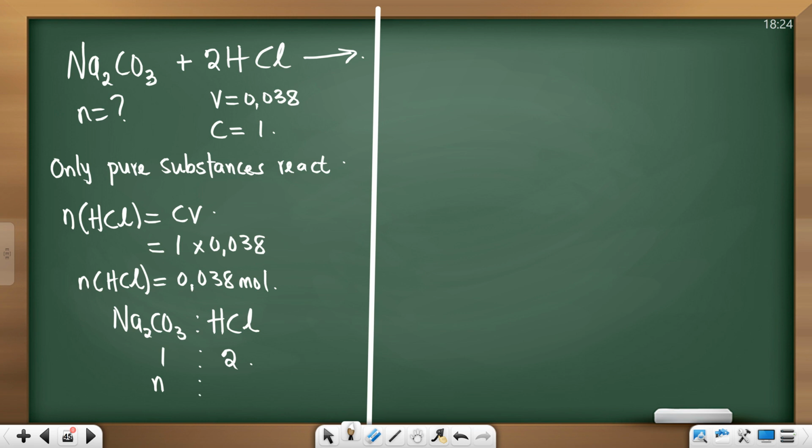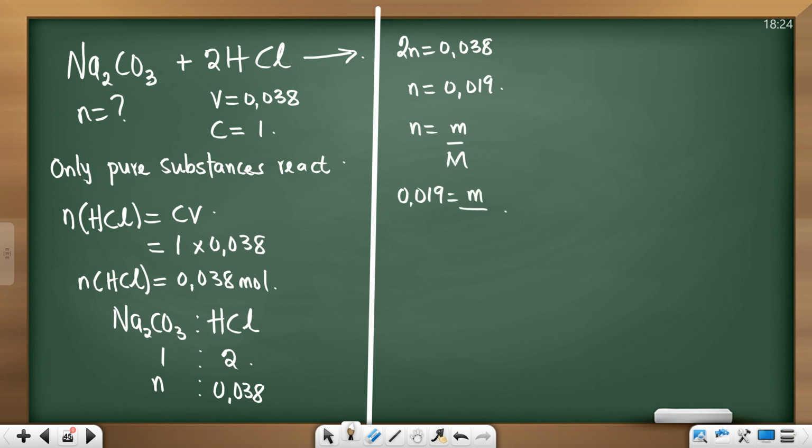N. What's the number of moles here? 0,038. Can I calculate number of moles then? 2N equals to cross multiply. Right? So the number of moles is 0,019. Oh, number of moles is mass over molar mass. 0.19 is mass. What is the molar mass of Na2CO3? I'm sure you guys can do the maths later. 23 times 2 plus carbon is 12. Oxygen is 16 times 3. You can then get your mass.